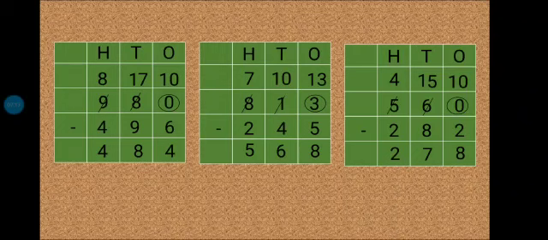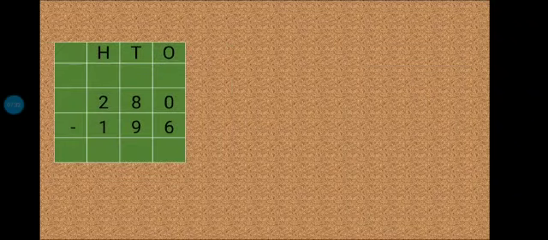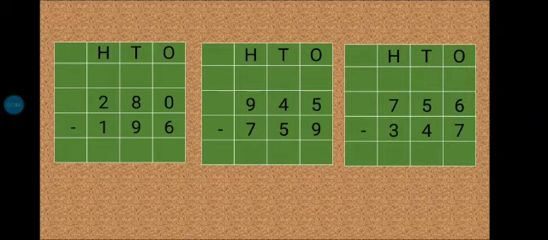Now there are a few sums which you will be solving on your own in your rough notebook, and we will check these sums in our online session. So let's see the sums. 280 minus 196, 945 minus 759 and 756 minus 347. Hope you will do the homework.